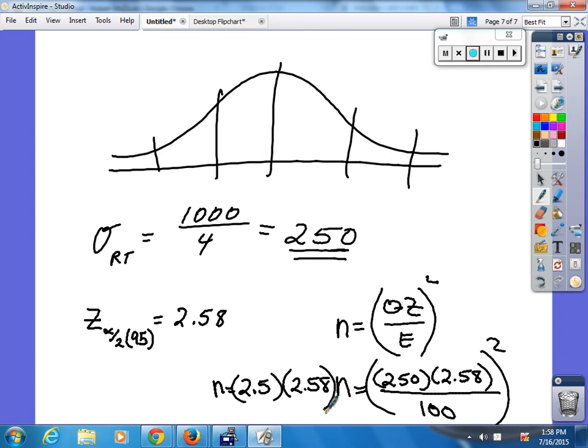Well, the easiest way to do that would be to multiply the 2 times 2.58, which would give you 5.16, and then take half of 2.58, which would be 1.29, and that's going to give us 6.45. What do y'all get?